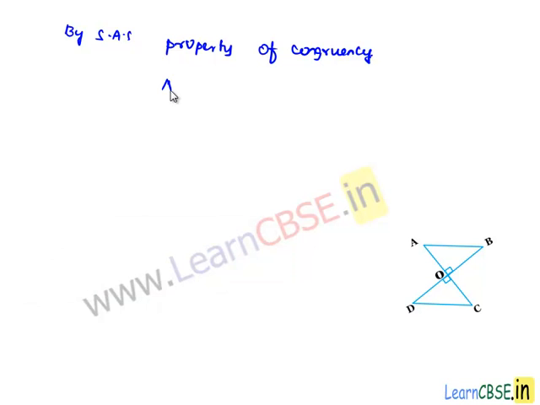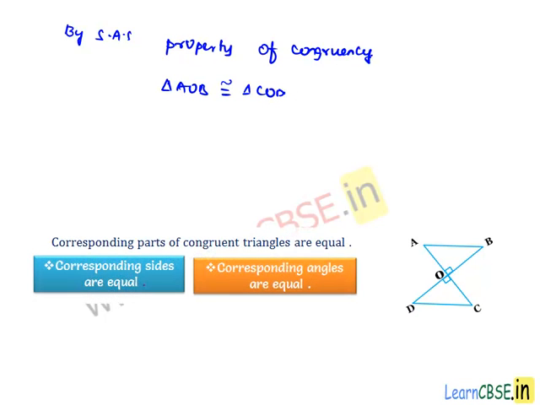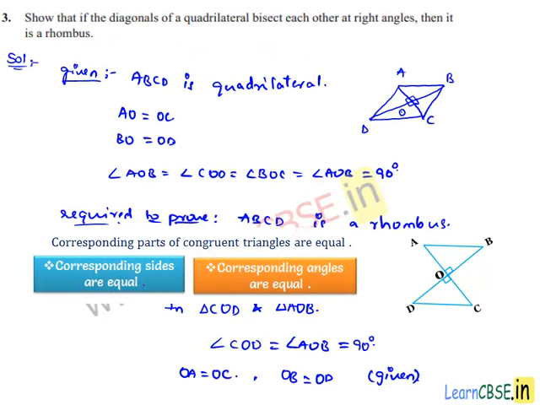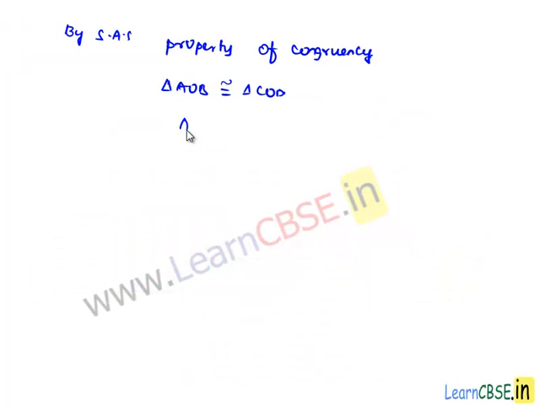we can say triangle AOB is congruent to triangle COD, and we know that when two triangles are congruent, then their corresponding sides will be equal. So here the corresponding sides AB can be equated to CD.